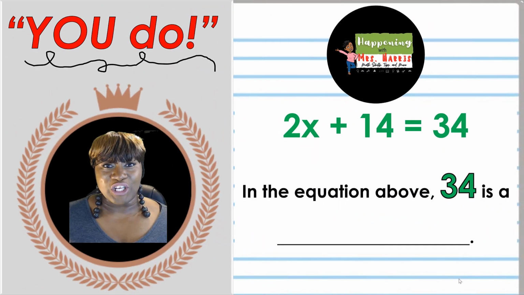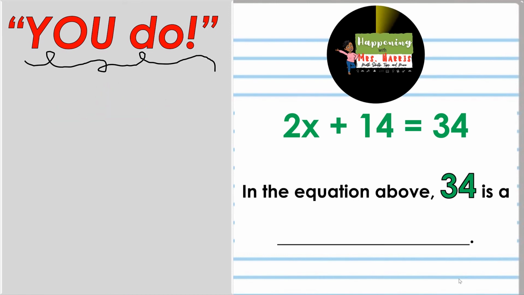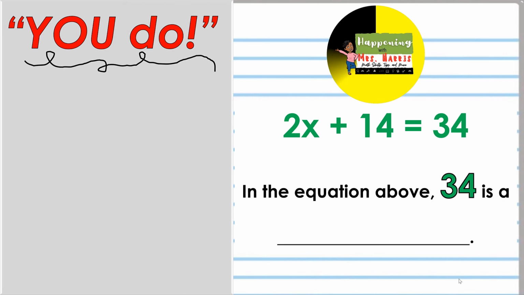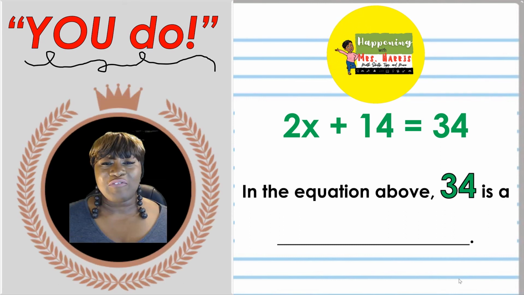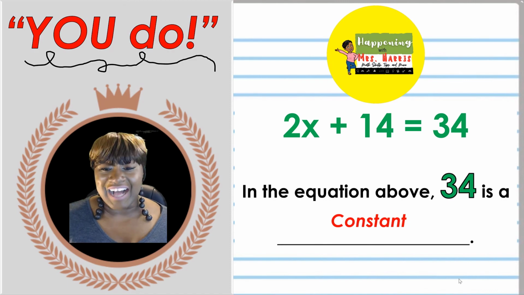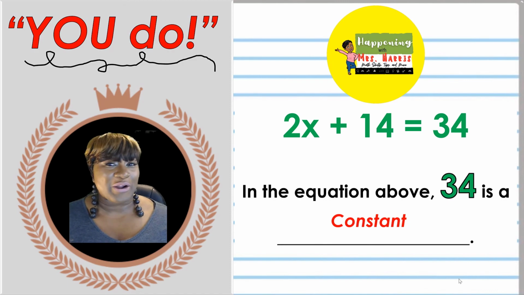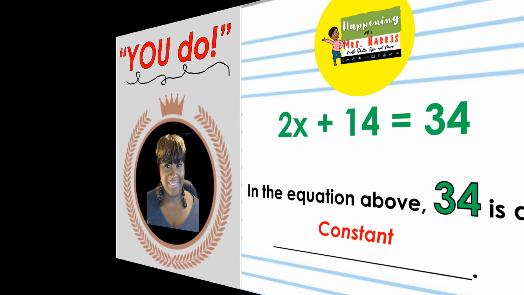Awesome. Next question. 2x plus 14 equals 34. In the equation above, 34 is a... 34 is a constant. Super job.